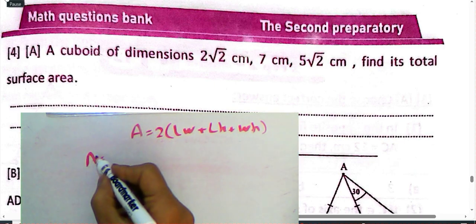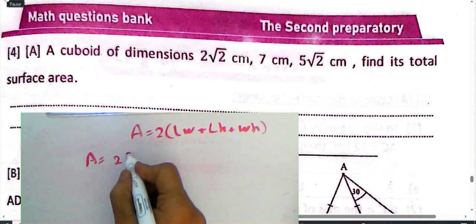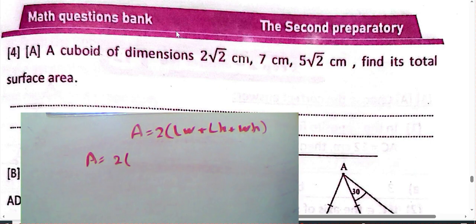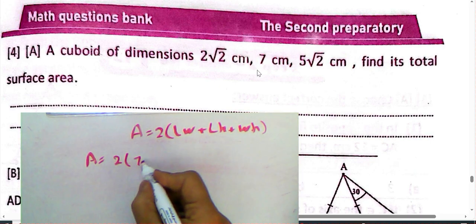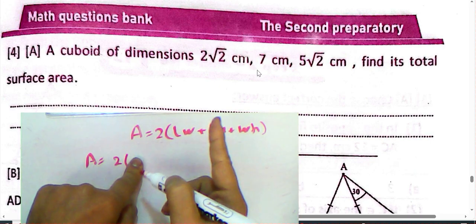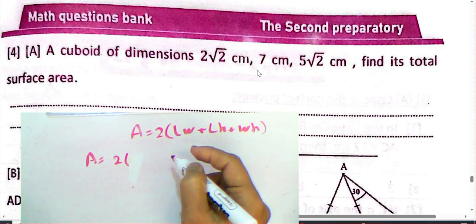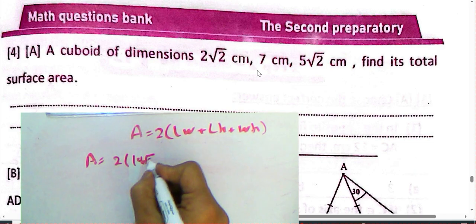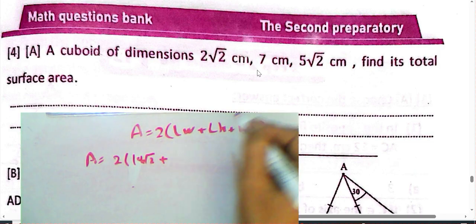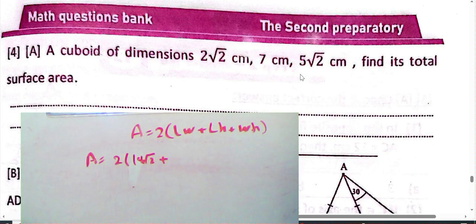Listen with me here. The total area is the product of length times width. 2 root 2 times 7, we found it from 1 minute. It will be 7 times 2 root 2, which is 14 root 2. And length times height: 2 root 2 times 5 root 2, 2 times 5 is 10, root 2 times root 2 equals 2.